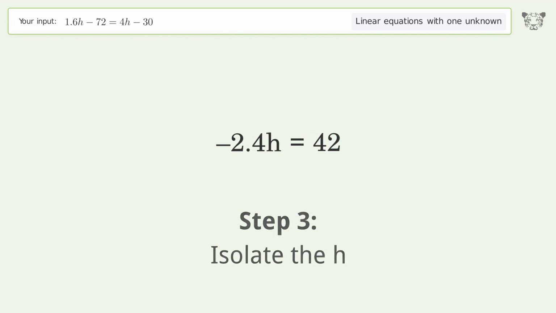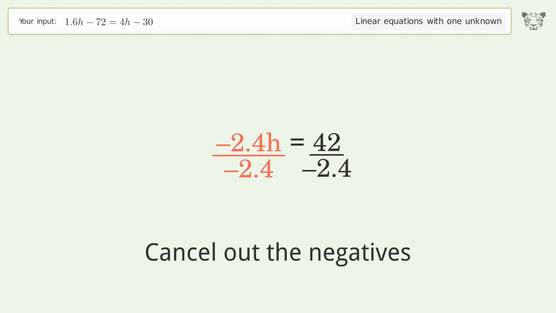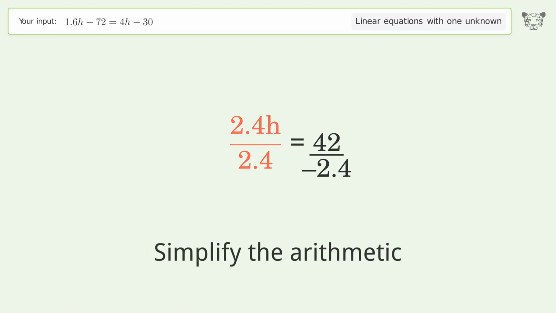Isolate the h. Divide both sides by -2.4. Cancel out the negatives. Simplify the arithmetic.